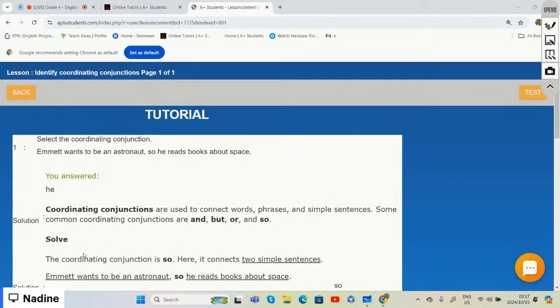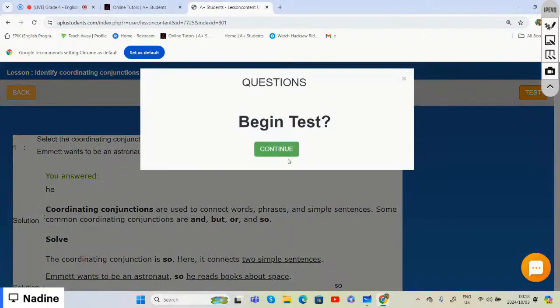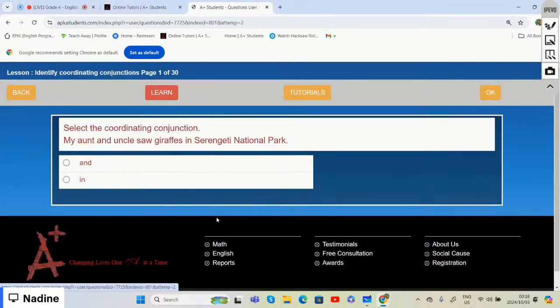So now, if we look at the coordinating conjunction, we had to select the coordinating conjunction based on where it is within a sentence. Now we're going to our test, where we are going to select where the coordinating conjunction is within those clauses.